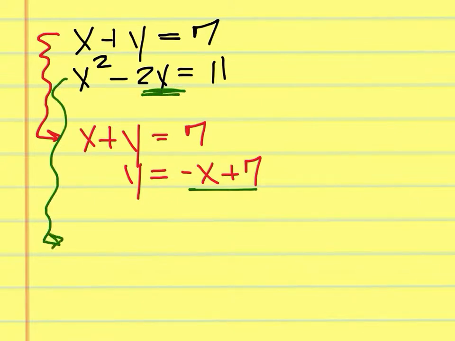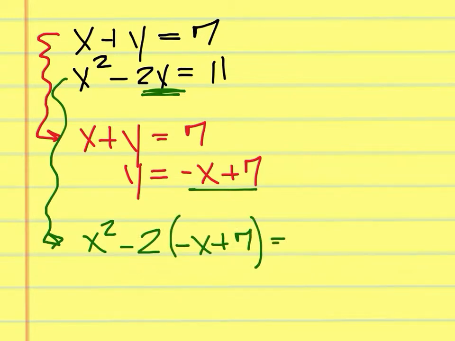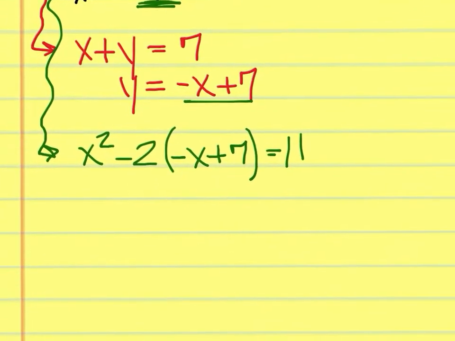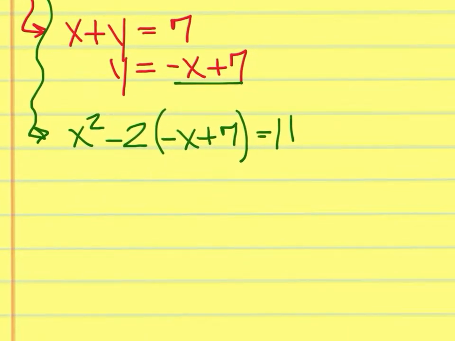So when we do that, we have x squared minus 2 times (negative x plus 7), and then equals 11. Simplify by getting rid of the parentheses. X squared, and then minus 2 times a negative x is plus 2x. And negative 2 times 7 is minus 14.